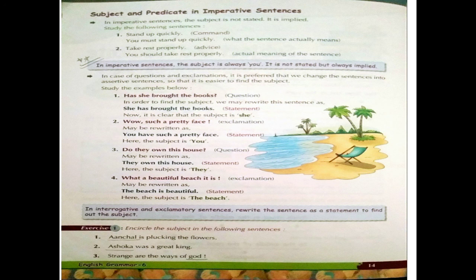For an exclamatory sentence, "Wow, such a pretty face!" This is your exclamatory sentence. Now when we convert it into an assertive sentence, it becomes "You have such a pretty face." So again, "you" is your subject, and "have such a pretty face" is your predicate. So, whatever is talked about in a sentence is the subject, and the information about the subject is your predicate.